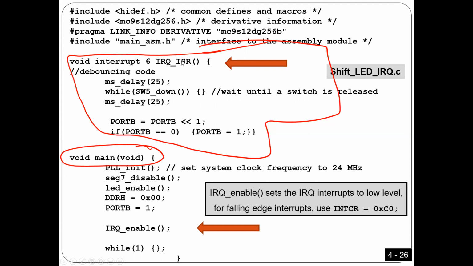But usually we write a name that can tell what this subroutine is doing, like IRQ underscore ISR, right? So usually you have to select a good name, but you can put in any name. But for interrupt, you have to use the word interrupt. Now, this number can tell the microcontroller what this interrupt is for. So for IRQ, we always use number 6. For any interrupt source, we use a different number.